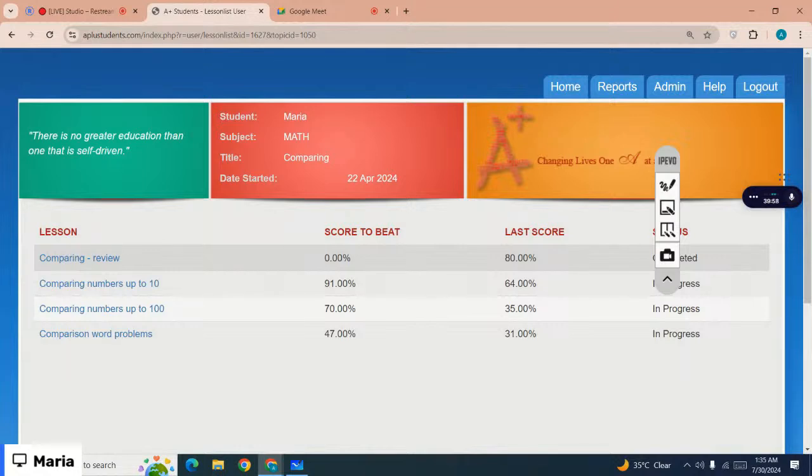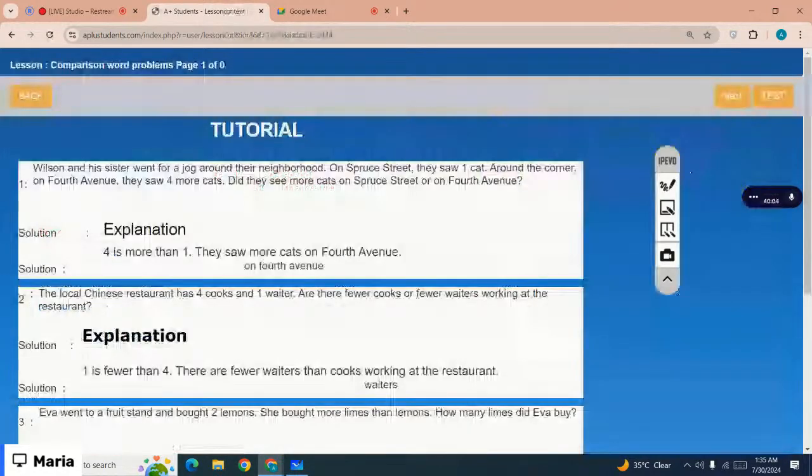Comparison word problems. Let's just start with the lesson. Okay, let's start with the first example. Wilson and his sister went for a jog around their neighborhood. On Spruce Street, they saw one cat. Around the corner on 4th Avenue, they saw four more cats. Did they see more cats on Spruce Street or on 4th Avenue?